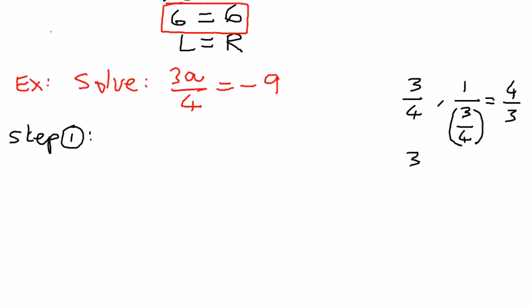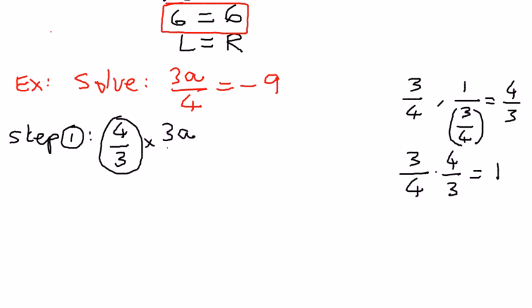One of the properties of reciprocals tells us that if we take a number and multiply by its reciprocal, the value should always equal 1. Therefore, we're going to multiply by the reciprocal of 3 over 4, which is 4 over 3. I'm going to put a circle around it: 4 over 3 times 3a over 4 is equal to negative 9 times 4 over 3. Whenever we introduce a number, we want to introduce it to both sides of the equation. We don't want to change anything. We want to write it as is on both sides.